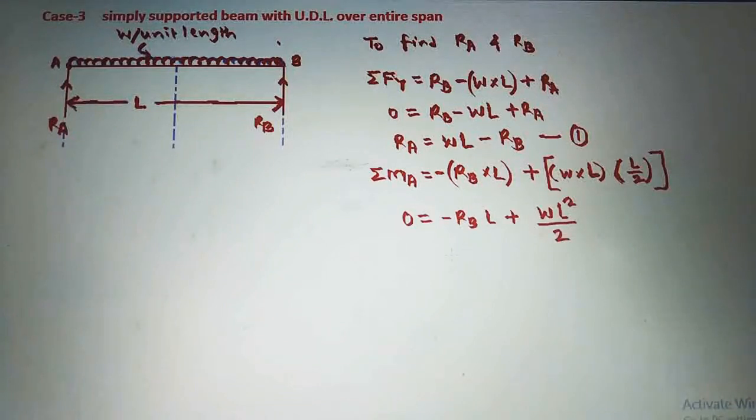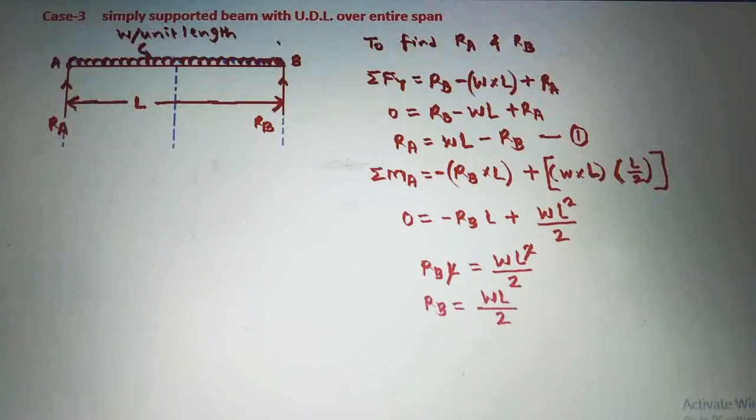If we shift this RB into L to the left side, then it will be plus RB into L is equal to WL square by 2. This L will get cancelled here, so we will write here RB is equal to W into L divided by 2. So RB is equal to what? W into L divided by 2.